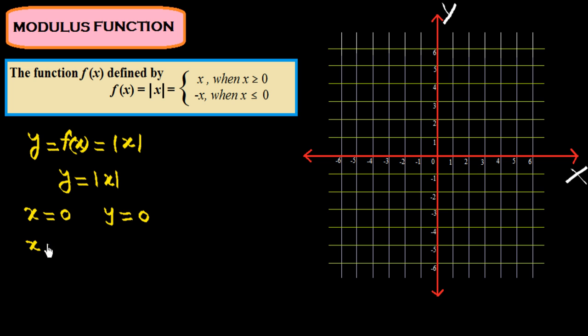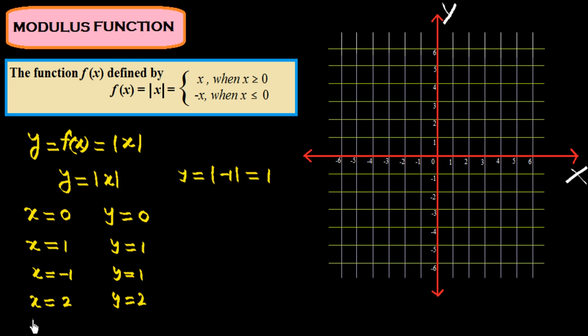If x is equal to 1, then y is also 1. If x is equal to minus 1, then y is equal to mod of minus 1, which would be a positive number. Always we have to take the positive number. So y is 1. If x is equal to 2, then y is 2, and if x is equal to minus 2, you see y is 2. Always we get a positive number for y.